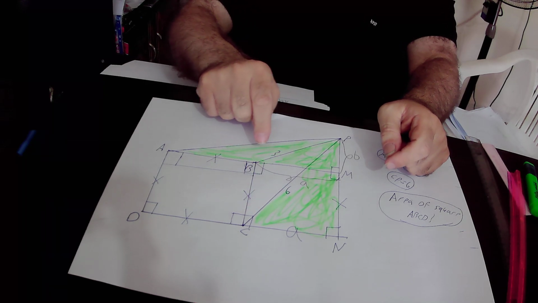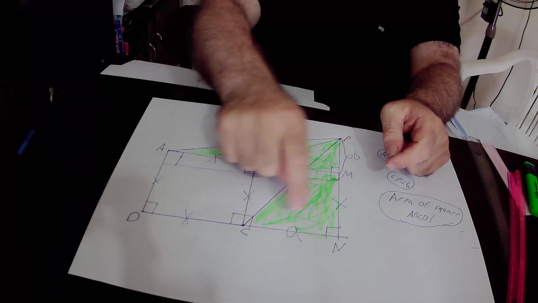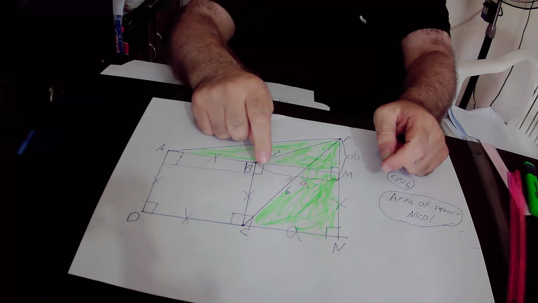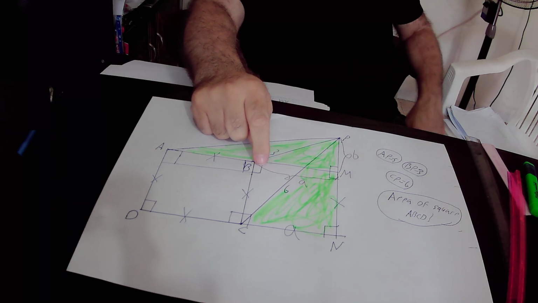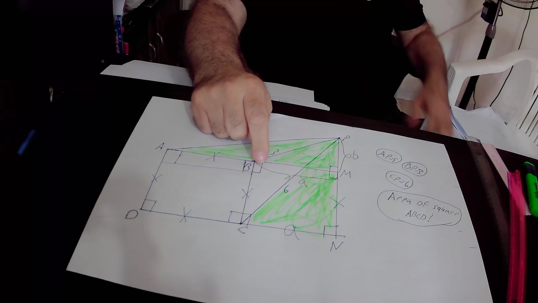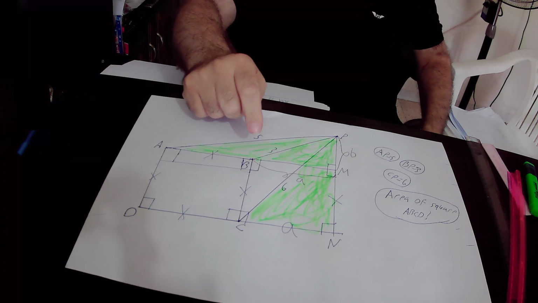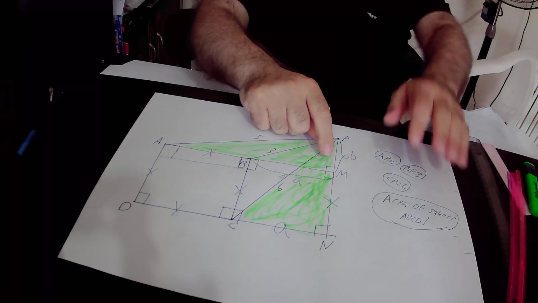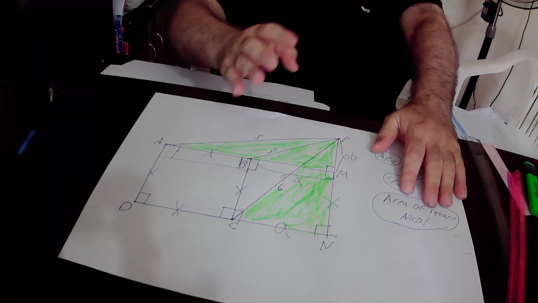So inside quadrilateral BMCN, we have 1, 2, 3 right angles. Therefore, the fourth angle must also be equal to 90 degrees, according to the rule that the sum of the angles in any quadrilateral is equal to 360 degrees. Therefore, quadrilateral BMCN has 4 right angles.